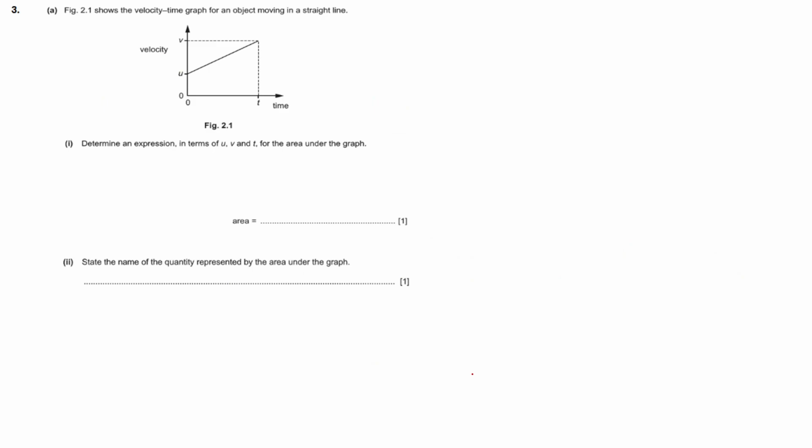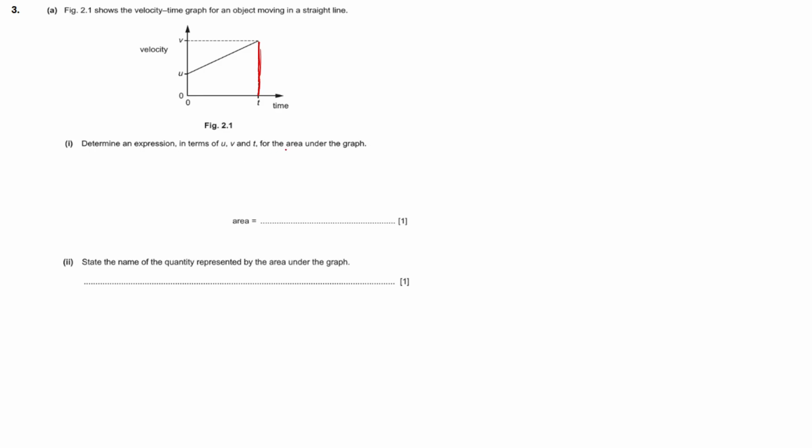(3a). Figure 2.1 shows the velocity time graph for an object moving in a straight line. Determine an expression in terms of u, v, t for the area under the graph. So if you don't know this, you should learn how to derive this because this is pretty useful. If you forget it, you can derive it on the exam and nobody will hate you. But this is using an intuitive approach.